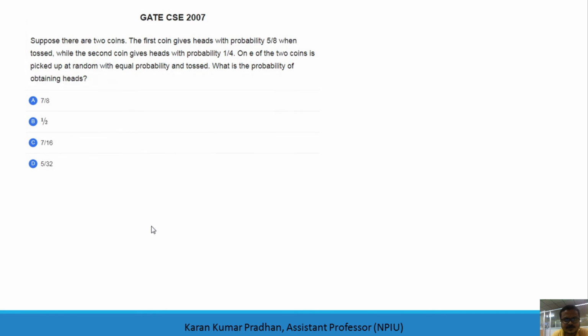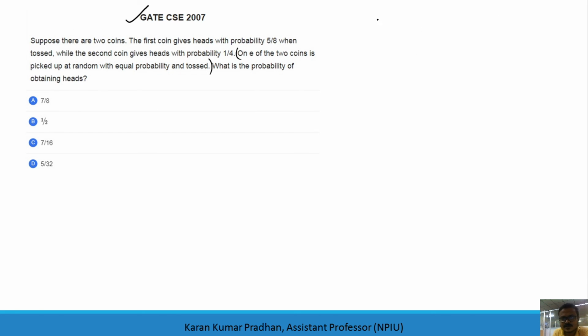Now the second question we have here, or the third question we are solving, came in 2007. Suppose there are 2 coins. The first coin gives heads with a probability of 5 by 8, and the second coin gives heads with a probability of 1 by 4. One of the 2 coins is picked up at random with equal probability and tossed. So this will give you the prior probabilities. What is the probability of obtaining heads?